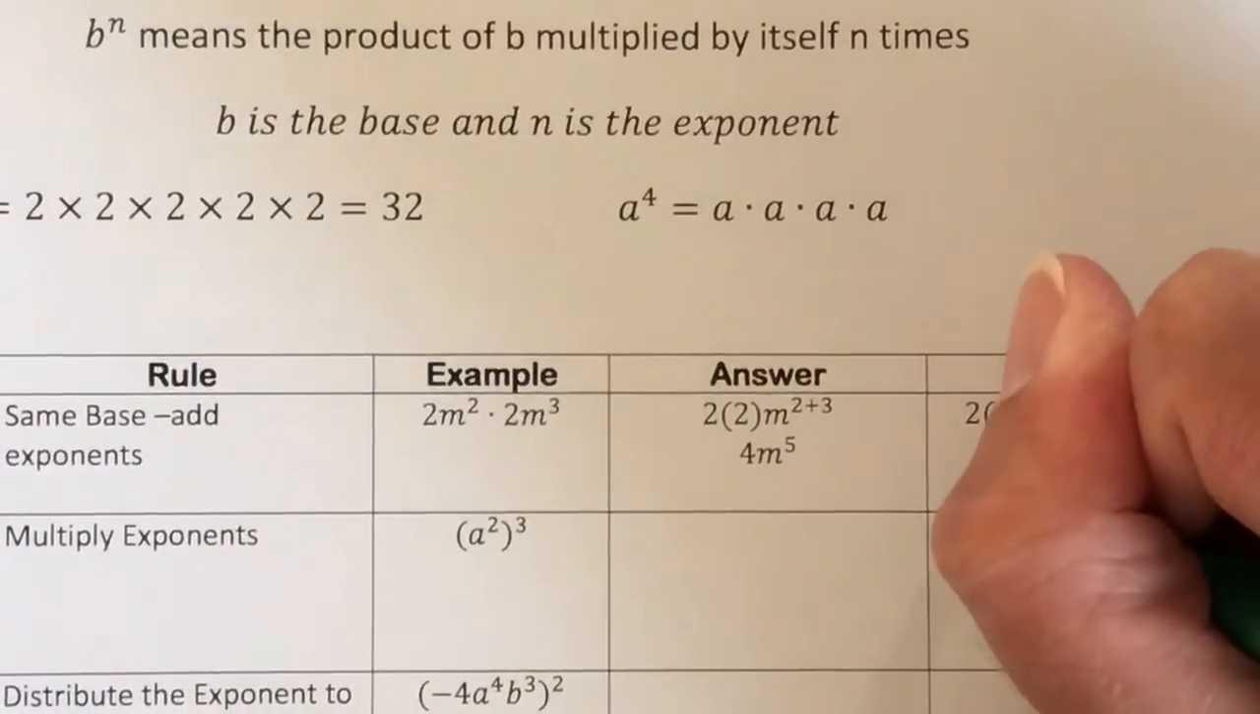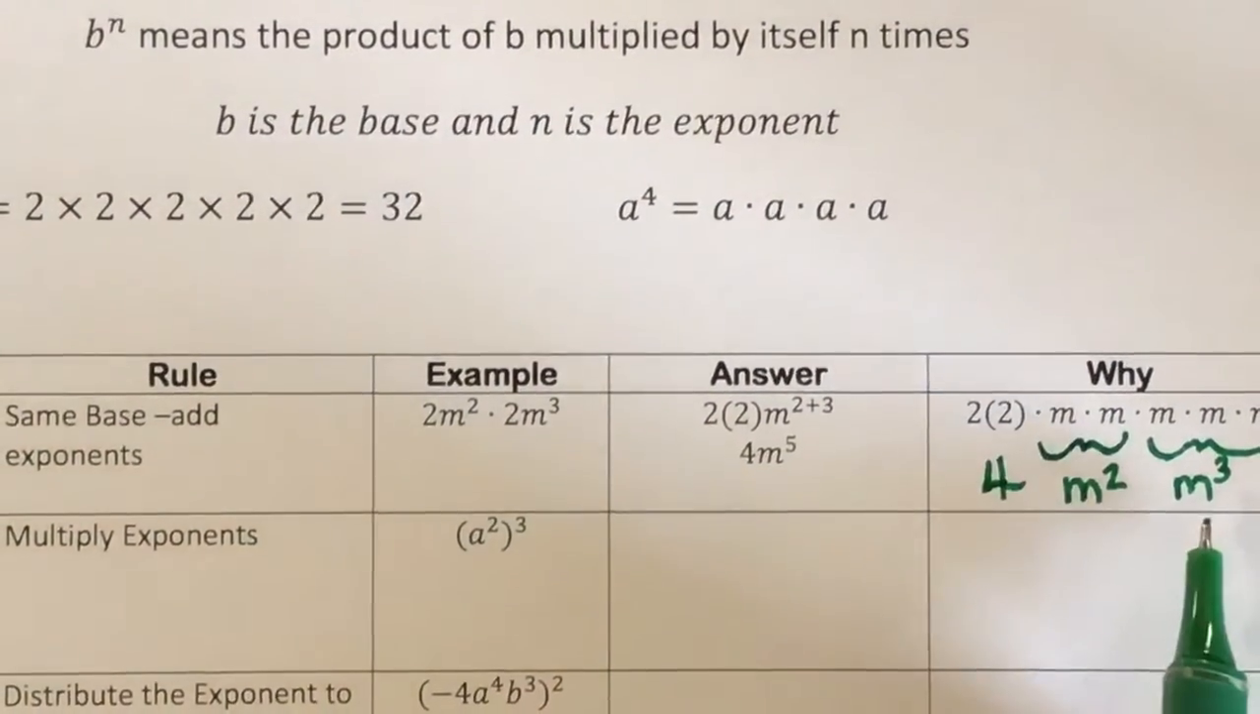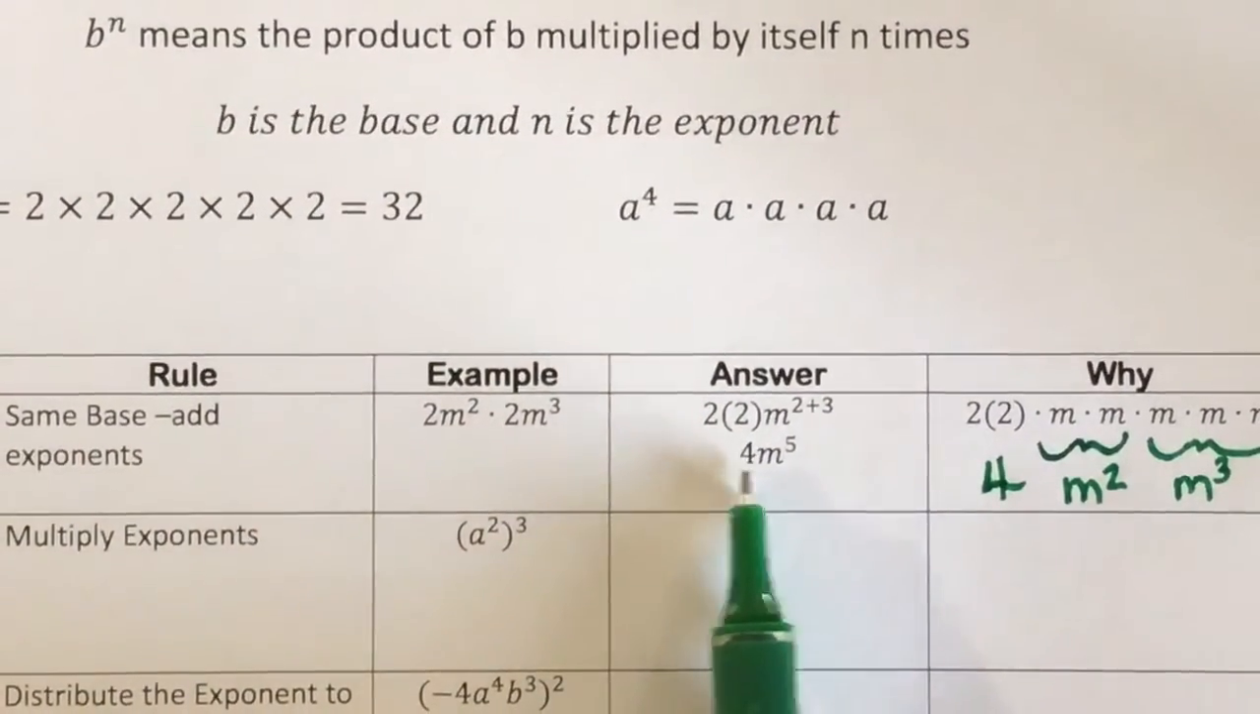So 2 times 2 is 4. So same base, add your exponents. So it becomes 4m to the fifth.